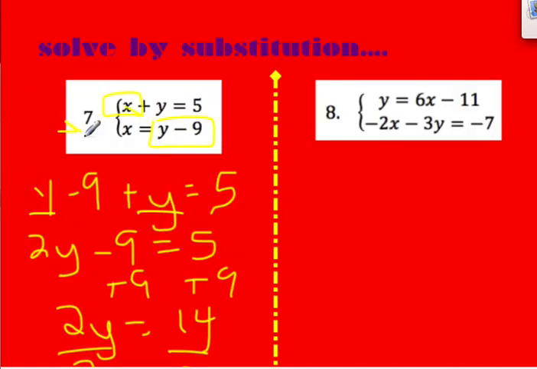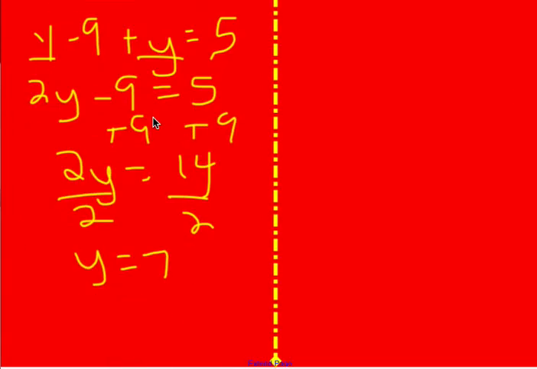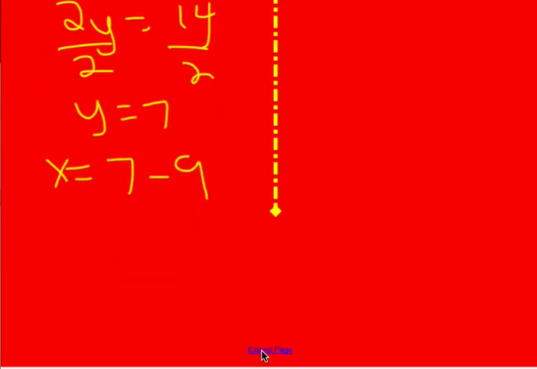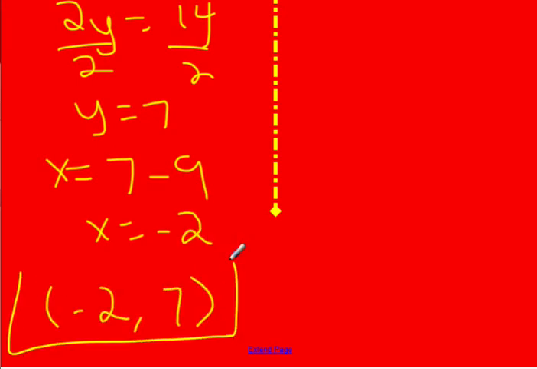So I can plug it into either one of these equations. I'm going to choose the second one because it's already solved for x. So I have x is equal to y minus 9. I'm going to plug in 7 for the y, so I really end up having 7 minus 9. And here I get that x is equal to negative 2. So I have first my x coordinate, then my y coordinate, and I'm writing that out as a point.